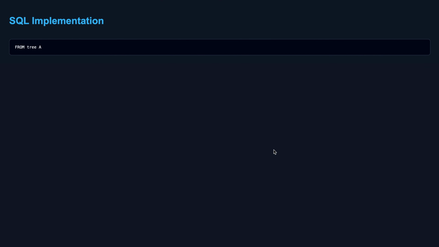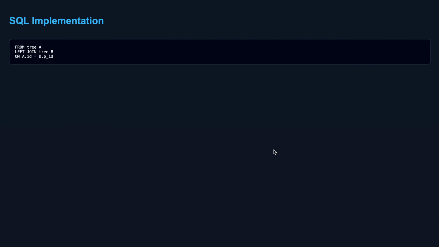So we select from the tree table and refer to it as A. Next we perform a left join with the same table and we match a.id with b.p_id to connect each node with its corresponding children. Then we group the data by a.id and a.p_id, and this ensures that each node appears only once, and it also allows us to count its children.